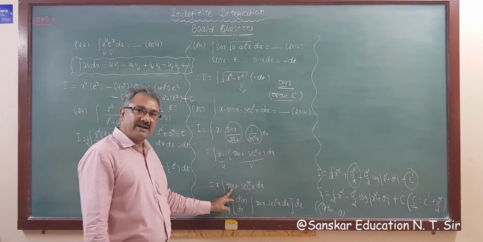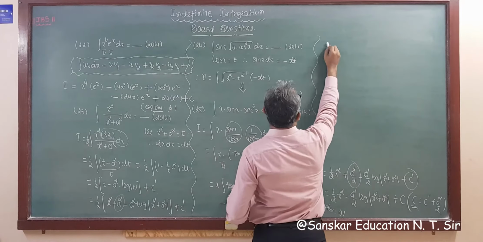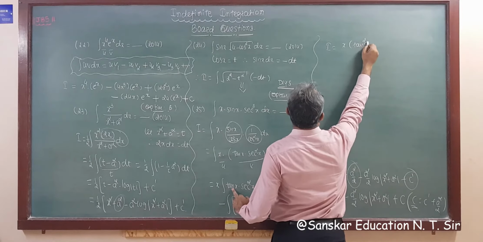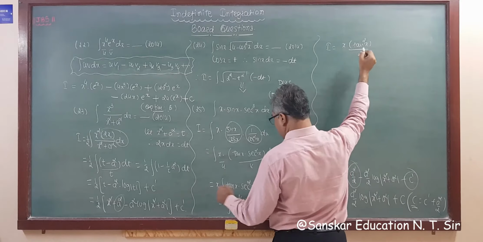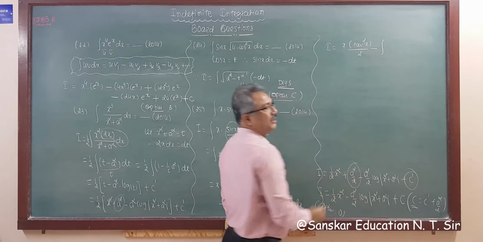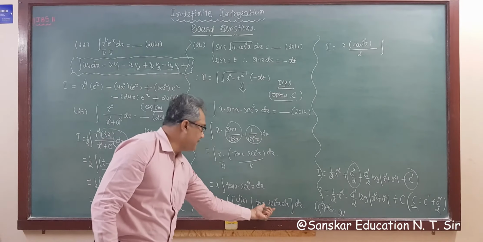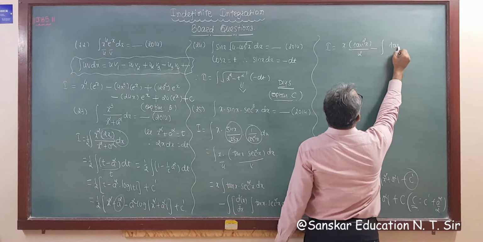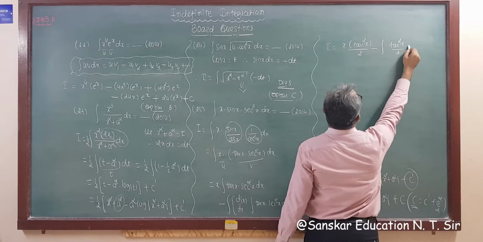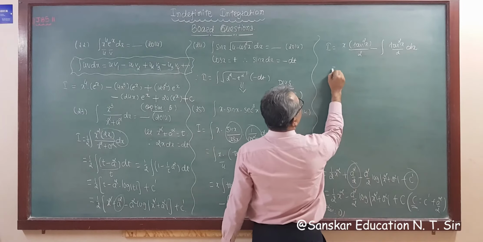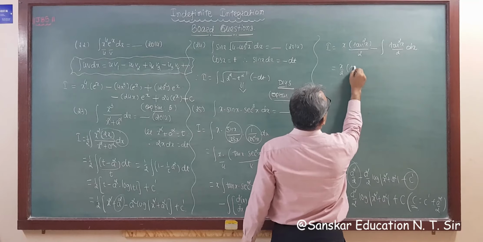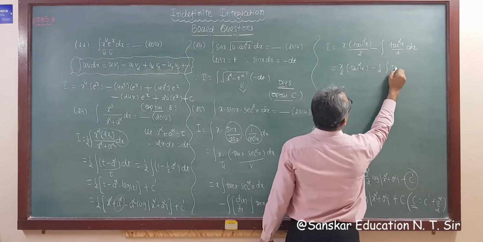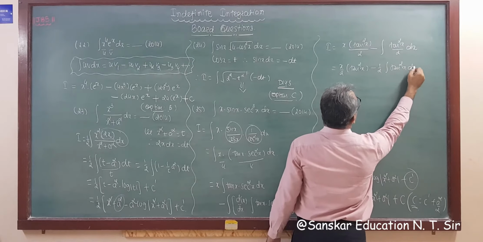So the answer is tan squared x by 2. So it will be x into tan squared x by 2, minus the integration, the same integration, this is 1 and the same integration, so again the answer is tan squared x by 2, and dx. So this is x by 2 tan squared x minus 1 upon 2 integration tan squared x dx.